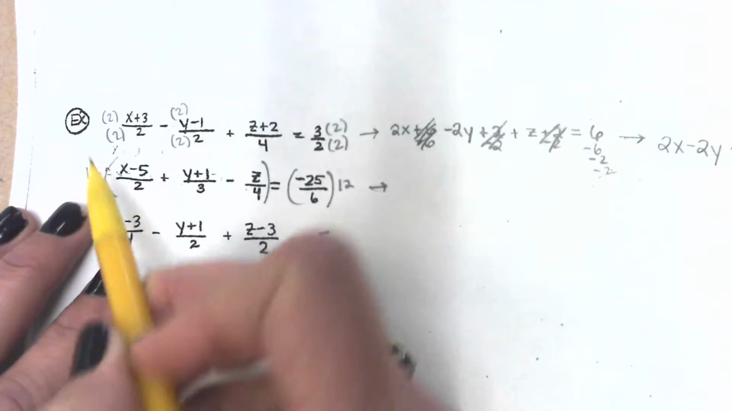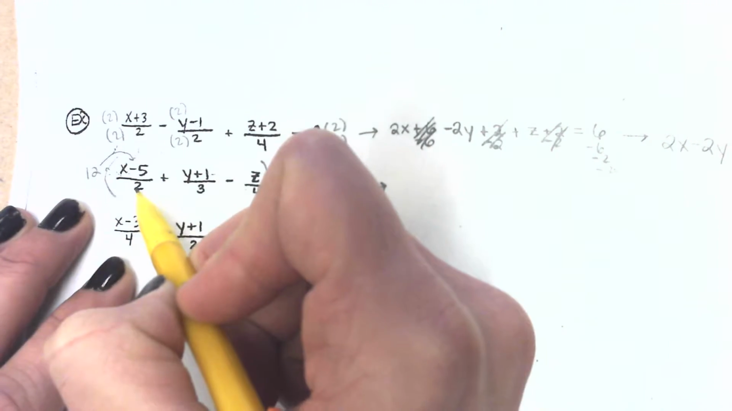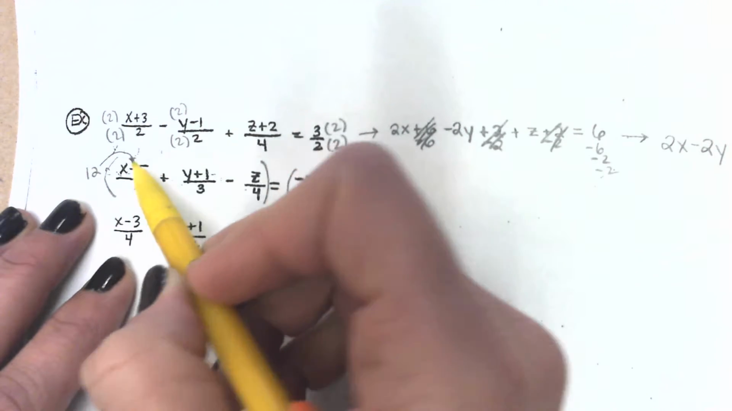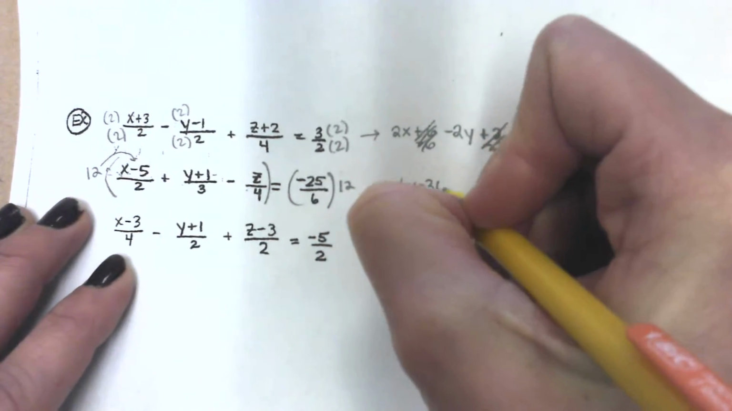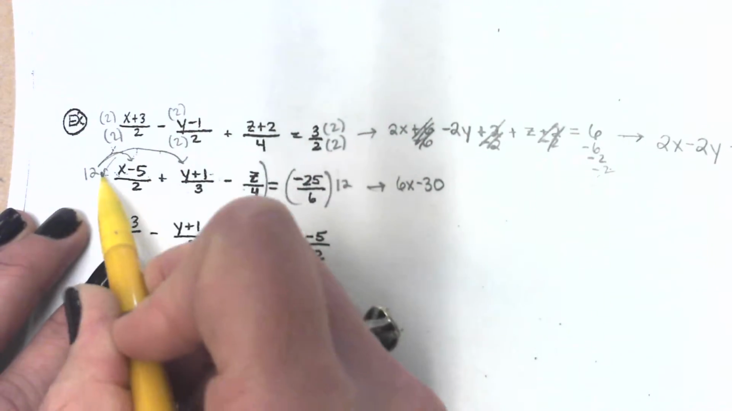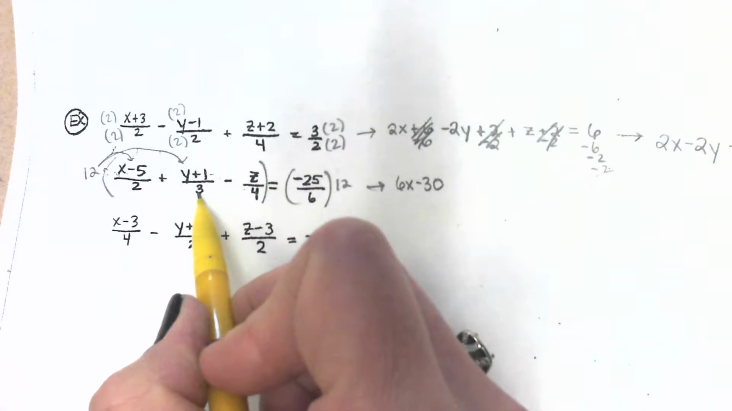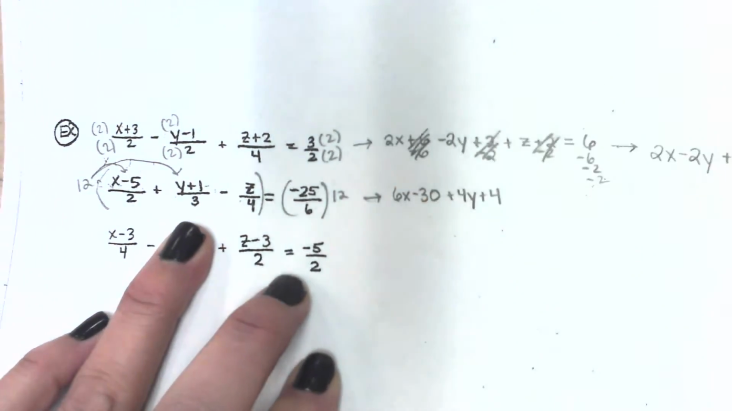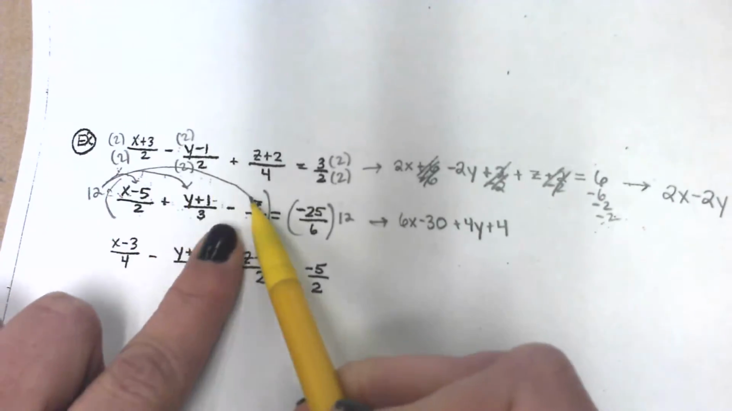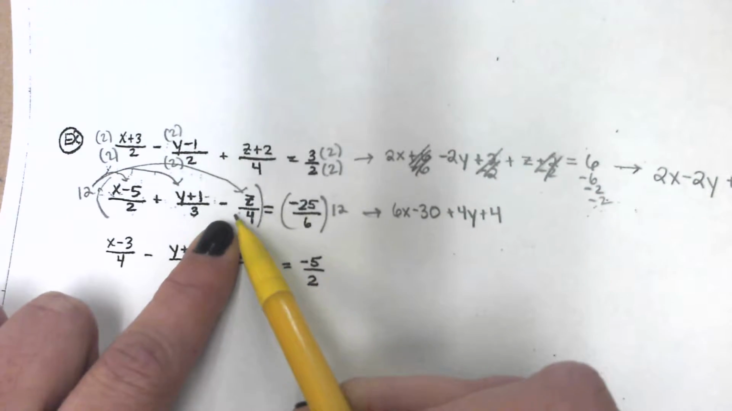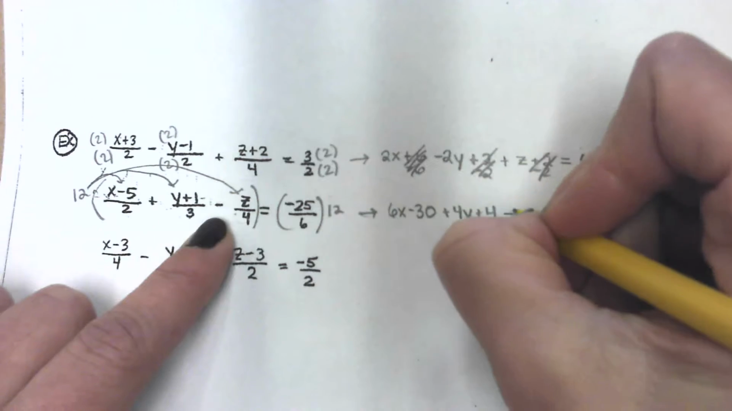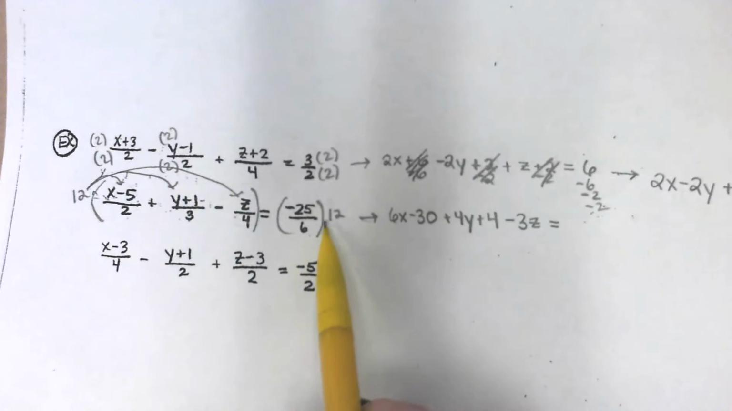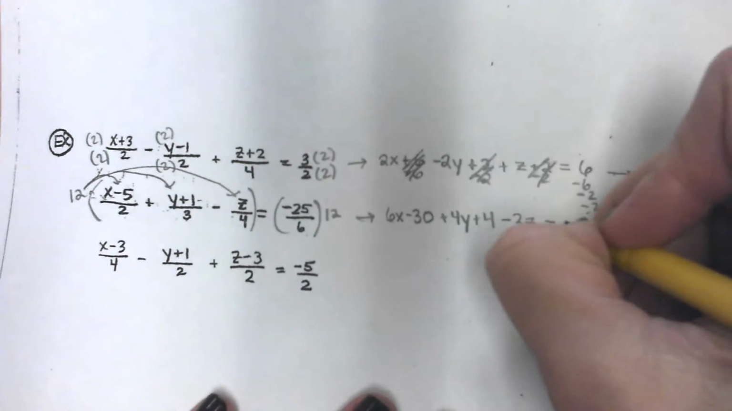Now, on the first term when I distribute, the 12 and the 2 will cancel to become a 6. So it'll be 6 times this x minus 5, which is 6x minus 30. On the second distribution, the 12 divided by the 3 reduces to a 4, so I'm distributing a 4 to the y plus 1, which is 4y plus 4. And then on the third term, the 12 and the 4 would reduce to 3, so I just am getting minus 3z equals, and on the right-hand side, the 12 and the 6 reduce to a 2 times negative 25 is negative 50.